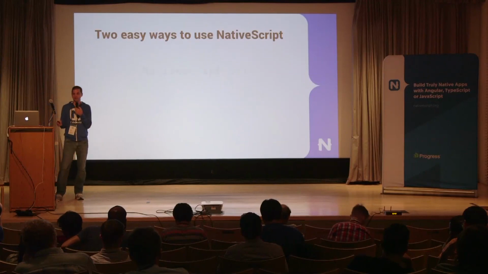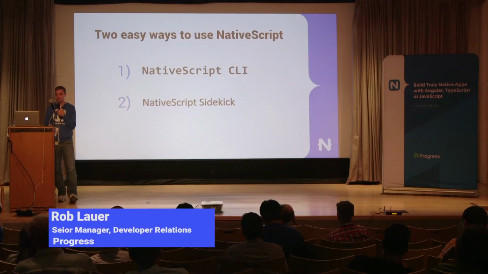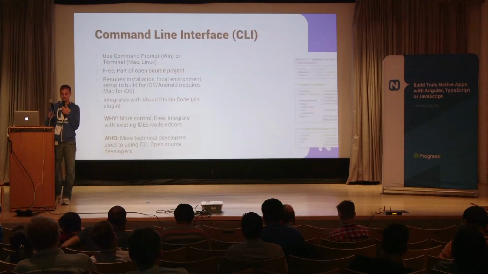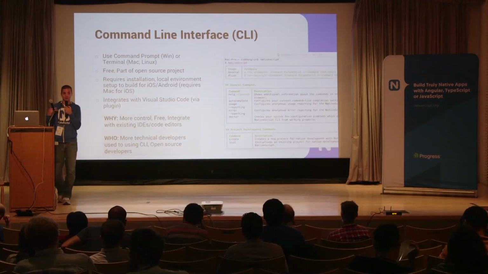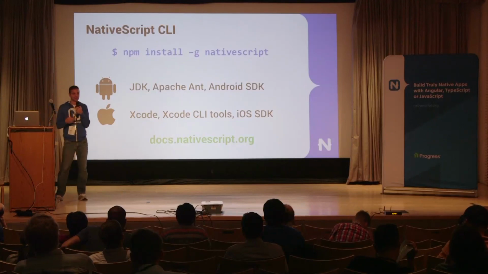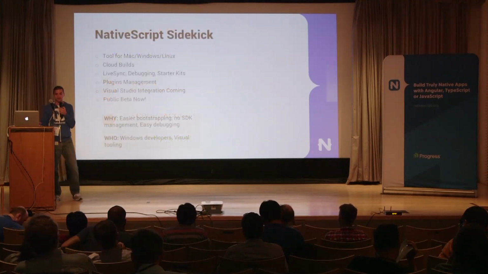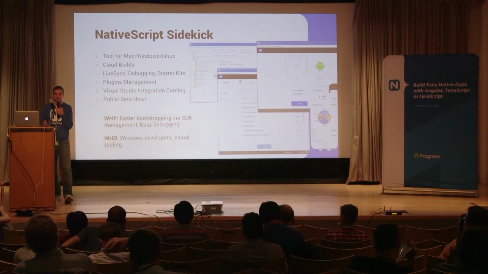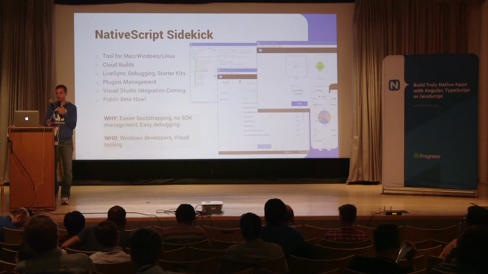Really quickly, anything else? There's two easy ways to use NativeScript. There is the NativeScript CLI, and there's NativeScript Sidekick, which you heard Todd talk about earlier. In the next talk here in this room, we're going to dive into tooling a little bit more. CLI, of course, is free open source. It's certainly for those of us who are more comfortable in the command line. It does require the installation of some dependencies, which is why some people either can't or won't go that route, which is why NativeScript Sidekick was created. And while Sidekick does build on top of the CLI, it kind of abstracts some of those tedious features away and allows you to access those in more of a visual interface.